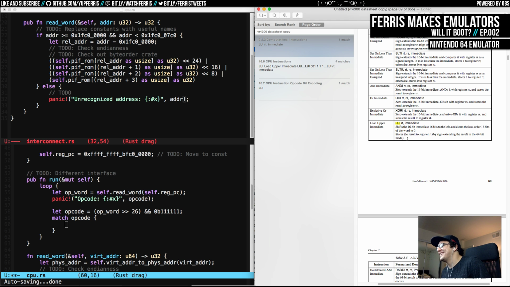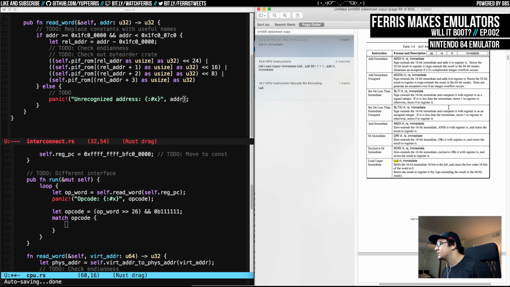So this is almost really, really simple because I'm not entirely sure if we're going to sign extend or not, because I wasn't sure if we were in the 64-bit mode. I'm going to assume we are just to do this, and then we're going to see if this is wrong or not. So load upper immediate.